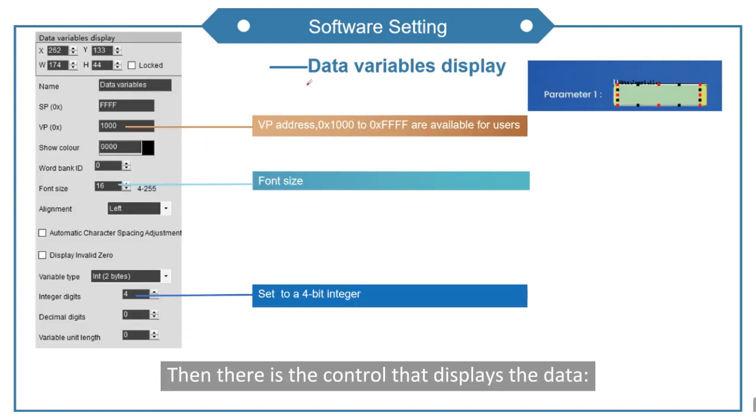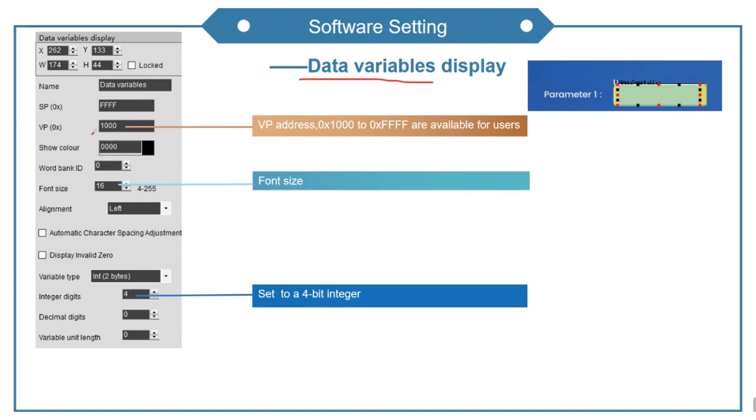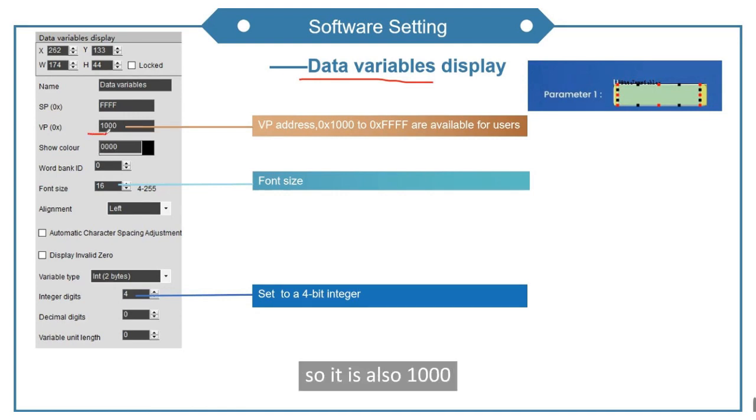Then there is the control that displays the data, the variable data display. This is the VP address, which needs to be the same as the touch control address, so it is also 1000.